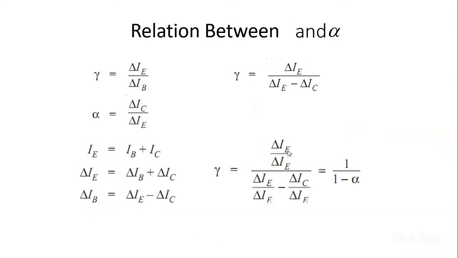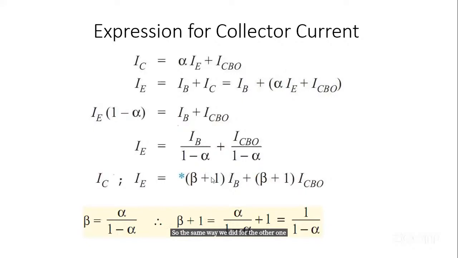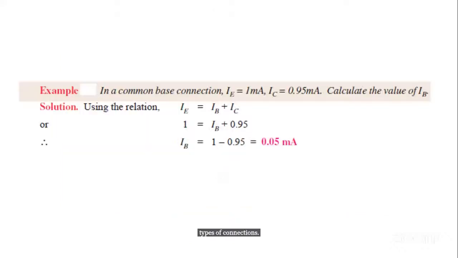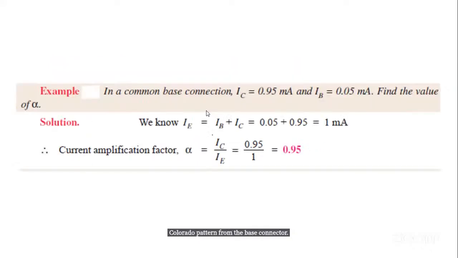The same way we did for the other one, you solve and find a relationship between the three of them. So this is a comparison between the three types of connection. Here is an example. In a common base configuration, emitter current is that, collector current is that, calculate the value of the base current. So you subtract the collector current from the emitter current. Here is another example, and here is another example.